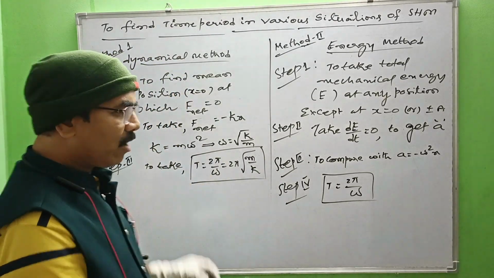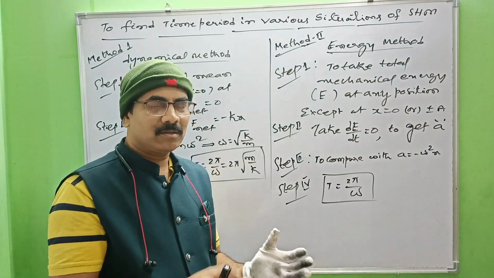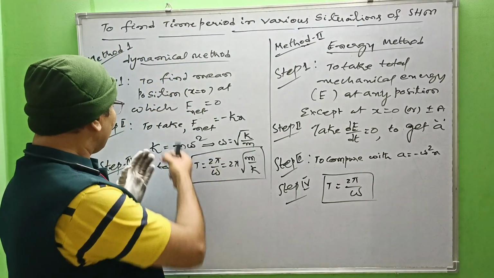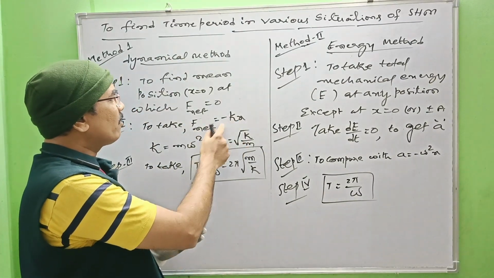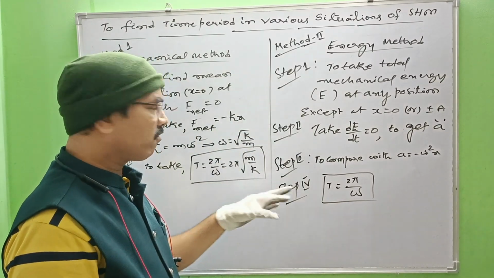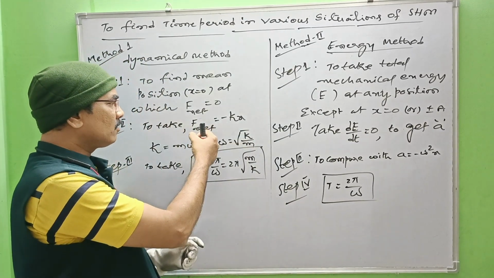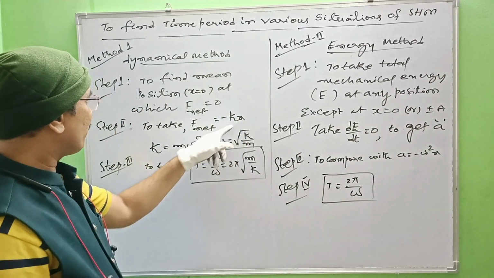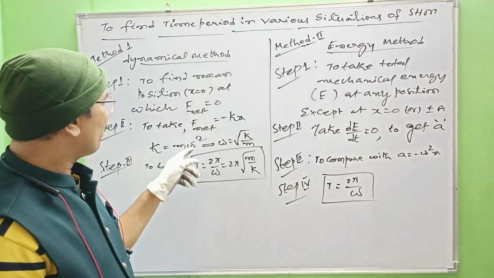Next, step 2, we have to draw the particle from its mean position through an amount x, then take f net equal to minus kx. So it is pulled aside from its mean position through an amount x to get f net equal to minus kx. Here f net, in the sense it may be restoring force, otherwise if there are more than one force, we can take f net also, that is f net equal to minus kx. Here k means one constant related to oscillation, that is k equal to m omega square.